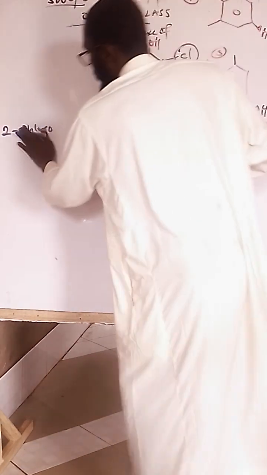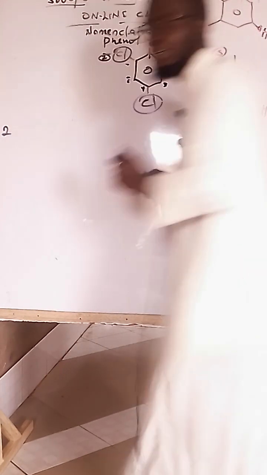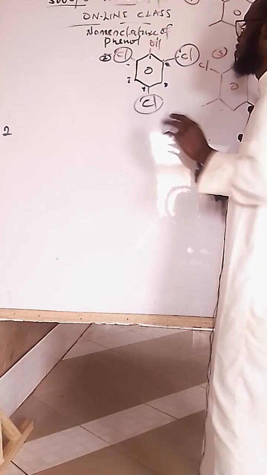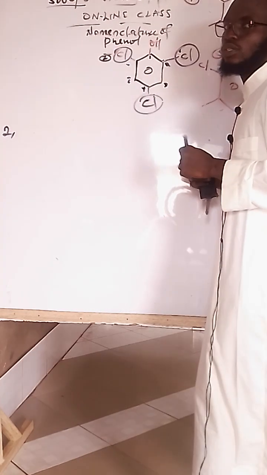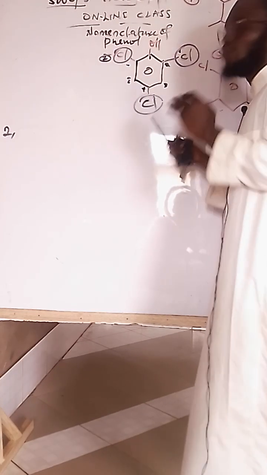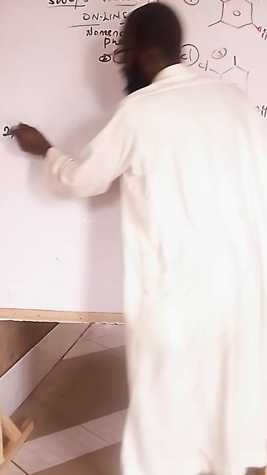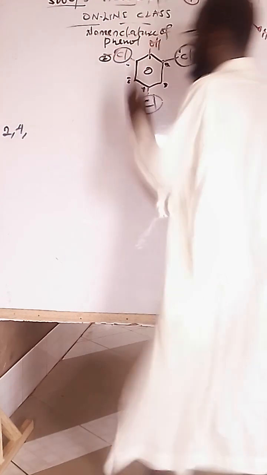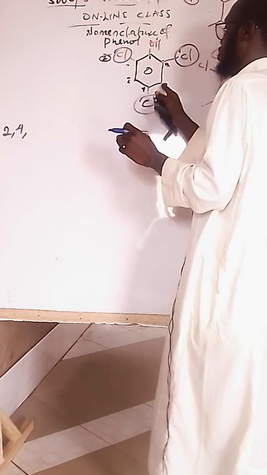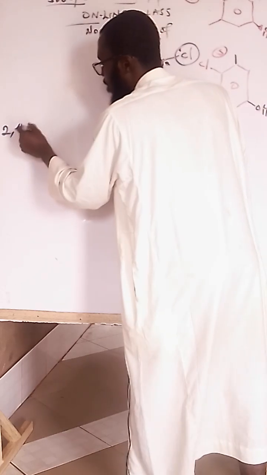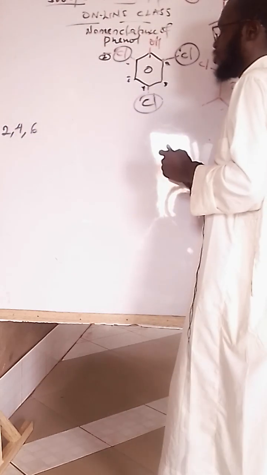Sorry for that. Since we have so many chlorines, before we arrive there, we have to put down all the chlorines. 2-chloro. You will now put a comma, since we are still saying chlorine. Numbers are separated using a comma. This is 3, there is no chlorine here. This is 4, comma, again we still see chlorine. This is 5, there is no chlorine here. This is 6. 2, comma, 4, comma, 6.